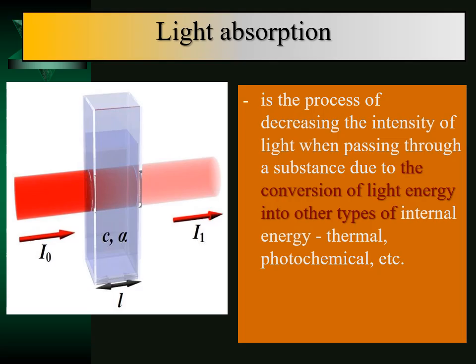In other words, this part of the light energy remains in the substance, turning into thermal energy, into heating, for example, or under the action of light, photochemical, that is, chemical conversion under the action of light, and other kinds of energy.